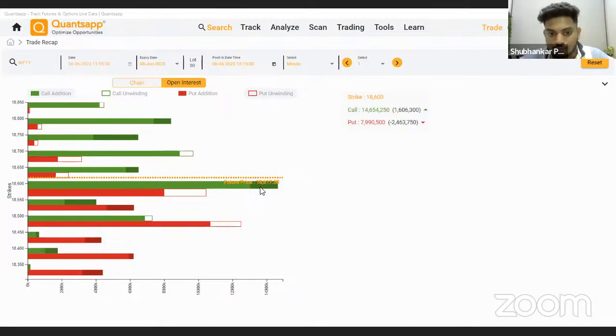Now what does that tell you? That all these call writers who have sold 18,600, they are getting trapped, they are getting panicked. And you might not be able to see the curve. Now you can see it, right? So see the drastic downfall in the curve, right? So it will work in Nifty and Banknifty both. As long as the instrument is liquid, it will not create a big problem.